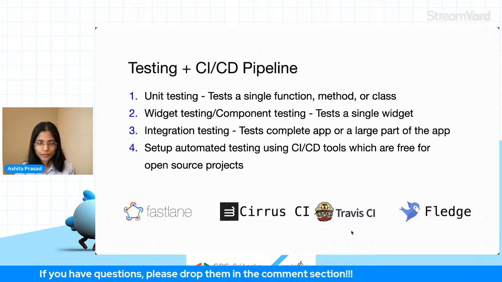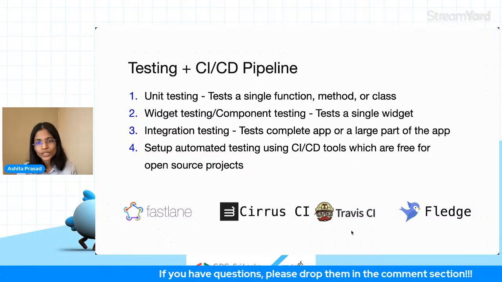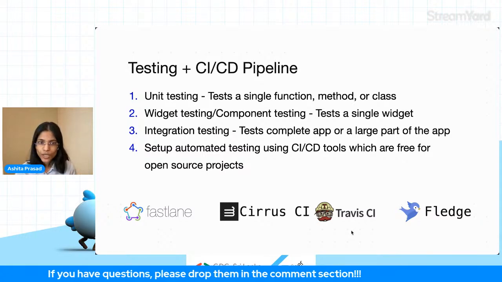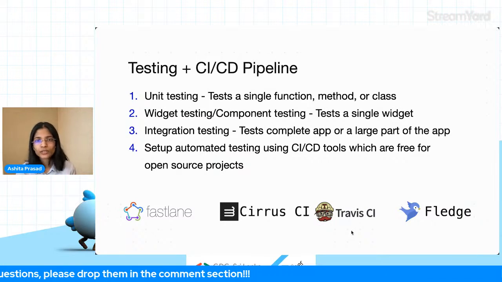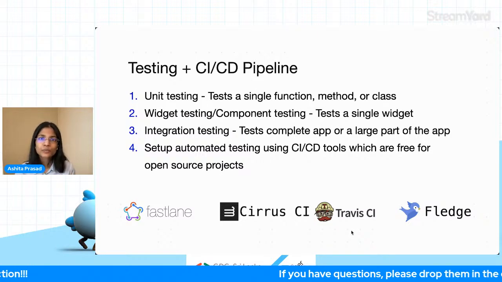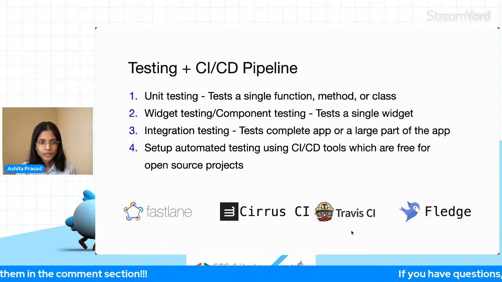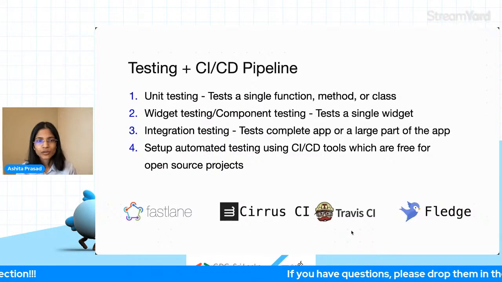So you need to do testing and set up a CI/CD pipeline. You can do unit testing, where you test a single function, method, or class. You can do widget testing or component testing, where you test a single widget. You should do integration testing, where you test a complete part or a very large part of the app. It is important that you set up automated testing using CI/CD tools. These tools are usually free for open source projects, and Travis CI is one of the most popular ones. You have other CI/CD tools as well, like Cirrus CI, Fledge, Fastlane, etc.